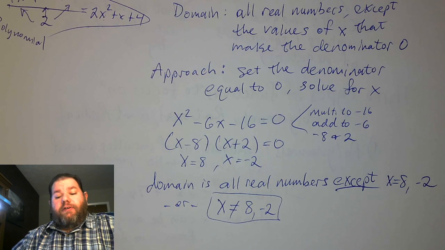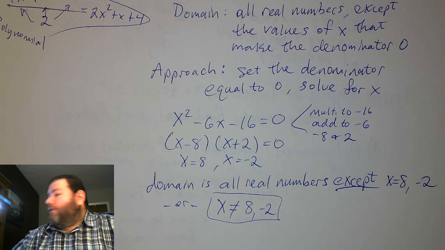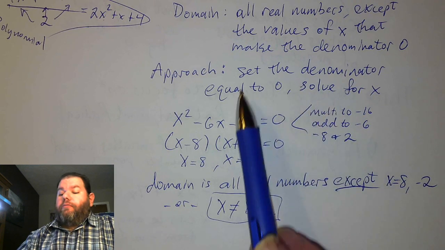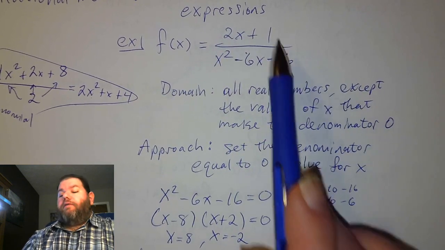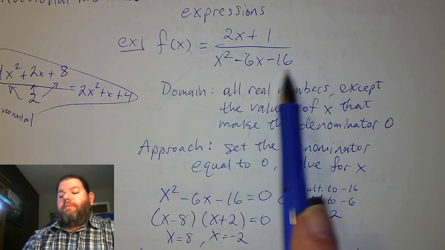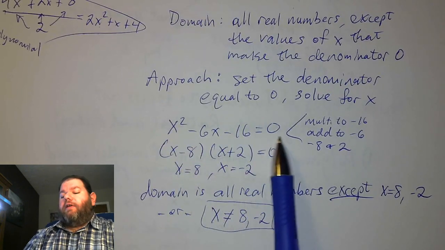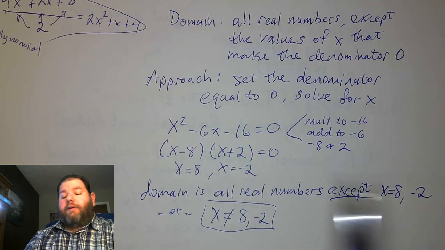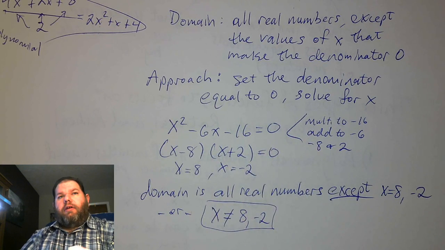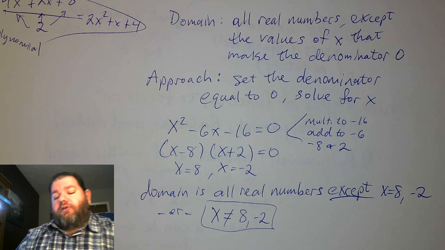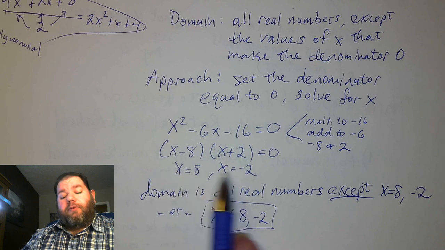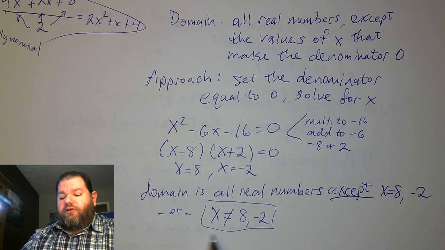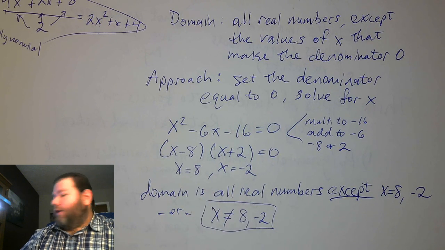So that is rational functions. Again, for rational functions, we set the denominator equal to 0, and then solve for x. Like we did, we took the denominator of our rational function, x squared minus 6x minus 16, set it equal to 0, and factored it in this case. Most of these problems will be like that: rather than wasting time with the quadratic formula, they'll give us something factorable, which is nice. Then we factor it and get our two answers, and the domain is everything except those two answers we found. Or again, we could just say x is not equal to 8 or negative 2.